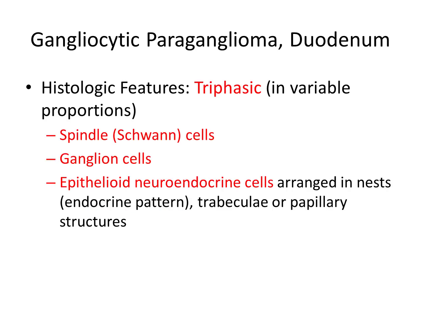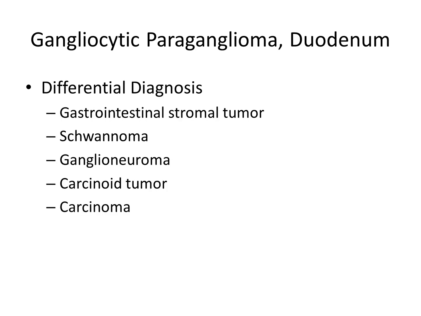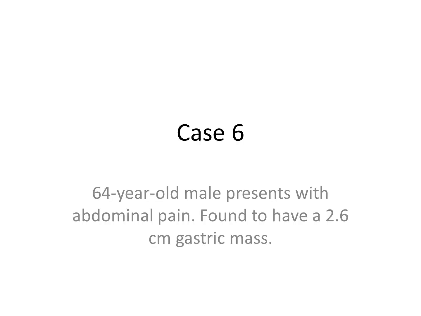Histologically, the tumors have a triphasic appearance in variable proportions. This includes spindle cells, that is, Schwannian cells, ganglion cells, and nests of neuroendocrine cells. The tumors are positive for S100 protein, synaptophysin, and chromogranin. Be aware that around 50% of cases may also have positive staining for keratins. The differential diagnosis includes a gastrointestinal stromal tumor, schwannoma, ganglioneuroma, carcinoid tumor, and potentially carcinoma.